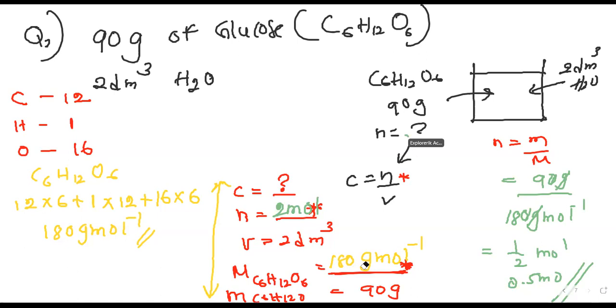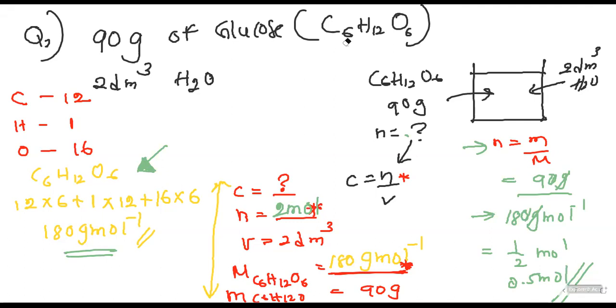How? By using this equation, n equals m over M, right? To get the number of moles, we had to know the molar mass of glucose. We used the relative atomic masses of each element in the glucose molecule and calculated the relative molar mass of glucose. That molar mass was substituted in this equation. Then we did the math and found that in 90 grams of glucose, there were 0.5 moles of glucose molecules.